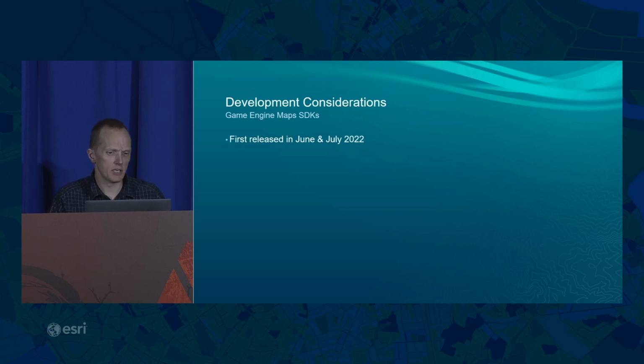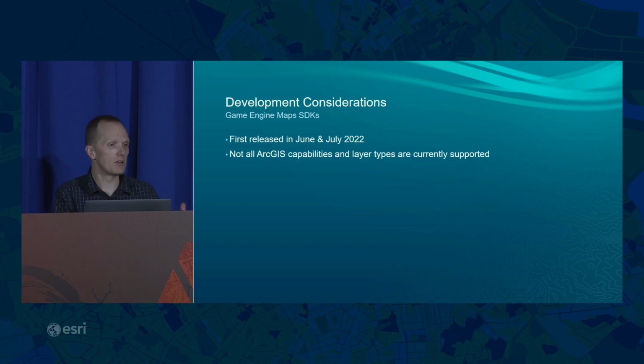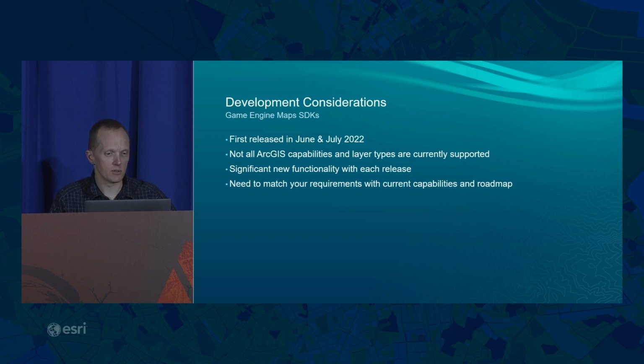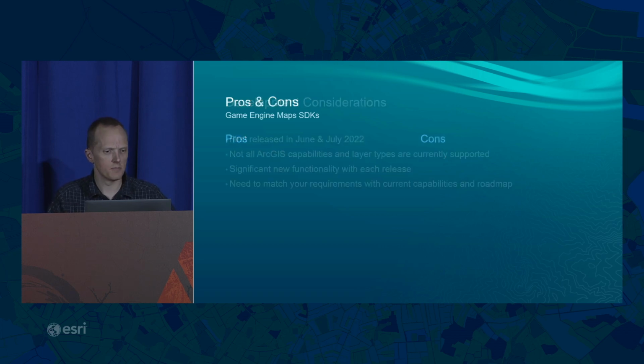So what about development considerations? Well, these SDKs were first released in June and July 2022, so not quite 2 years old. What this means is that they're still relatively new SDKs within the ArcGIS system, so not all ArcGIS capabilities and layer types are currently supported. That said, we do release significant new capabilities with each release, so they're rapidly catching up with our other SDKs, the native SDKs and the web SDK with JavaScript. So you need to match your requirements with the current capabilities of these SDKs, and also our roadmap for where we plan to advance these SDKs in the future.